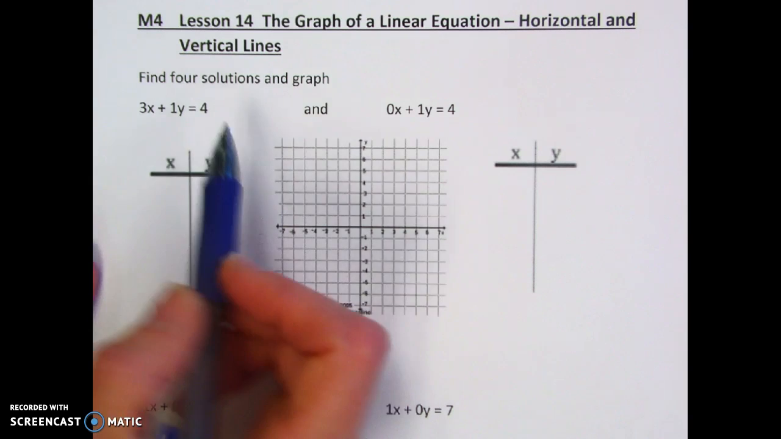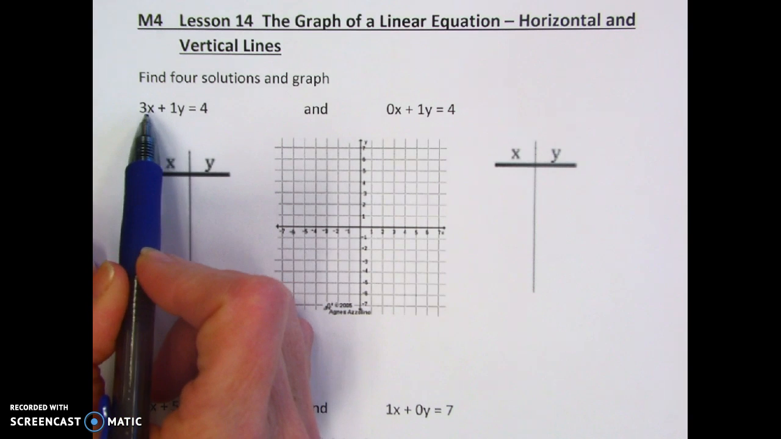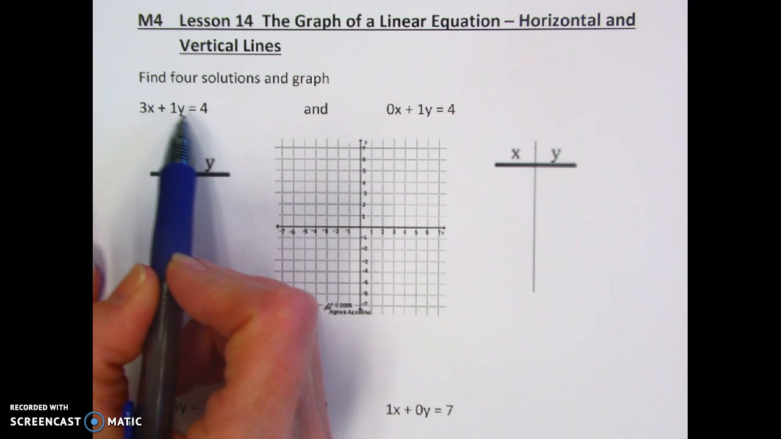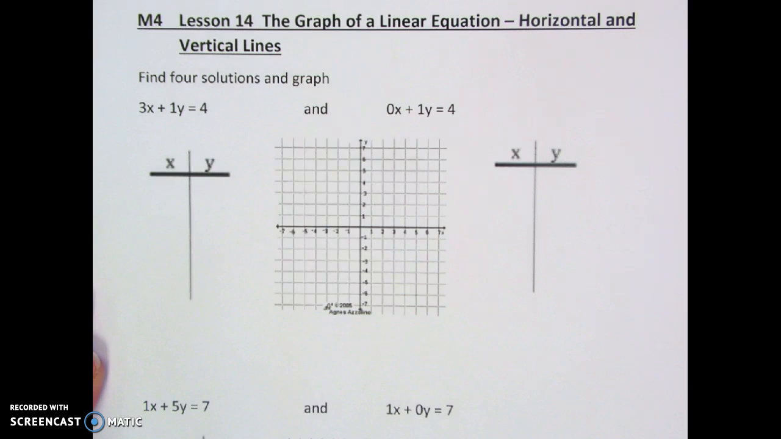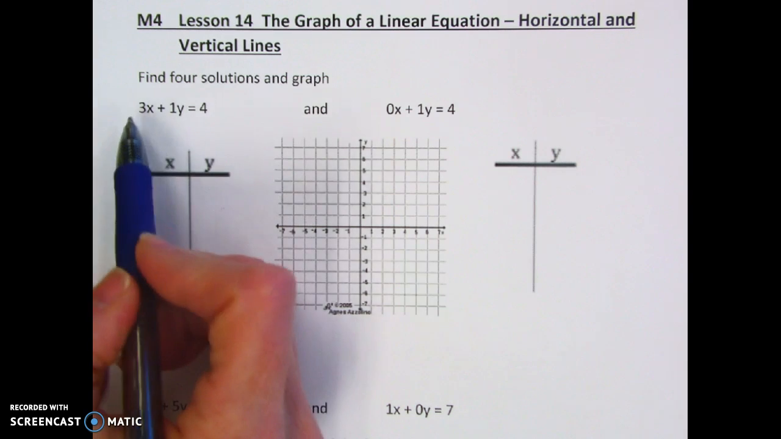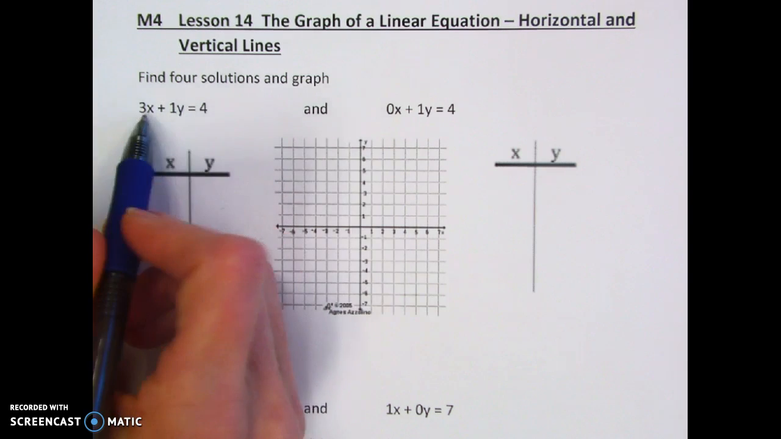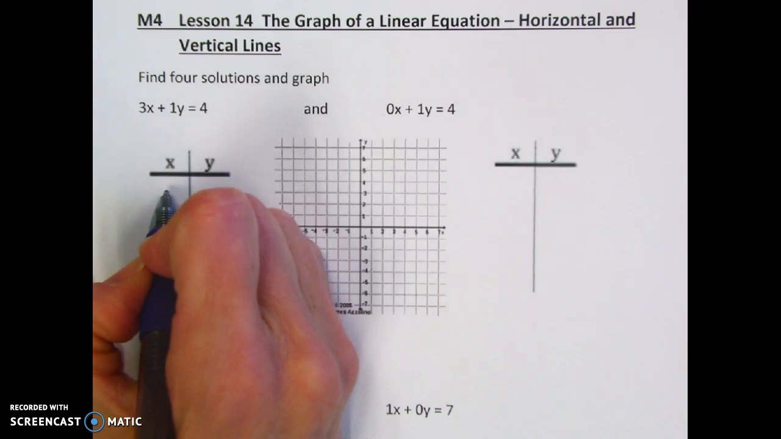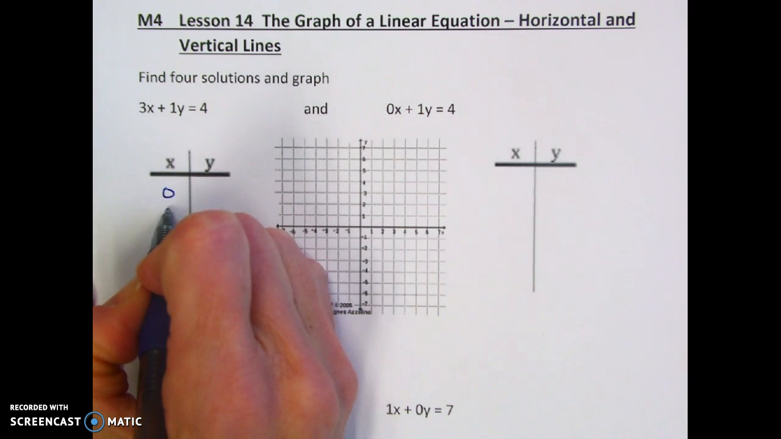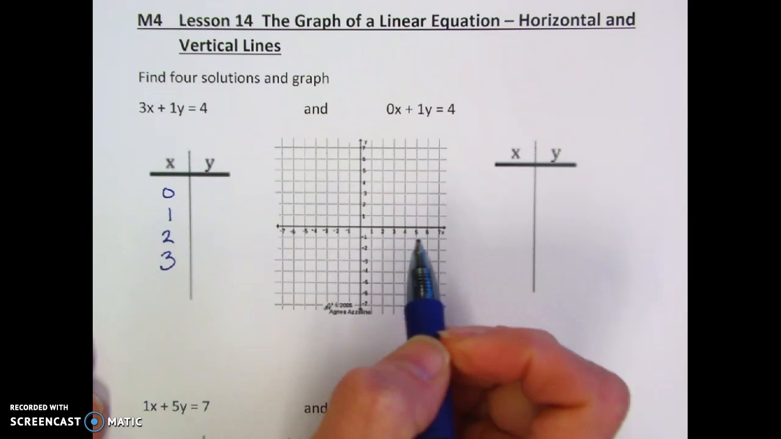Now, we just recently talked about if we have an equation that looks like this and we're multiplying the x times 3 and the y times 1, which of these is it easier for us to pick values for? Well, it's easier for us to pick values for x and find out what y is because we're multiplying the x times 3. So I'm going to pick values of 0, 1, 2, and 3.